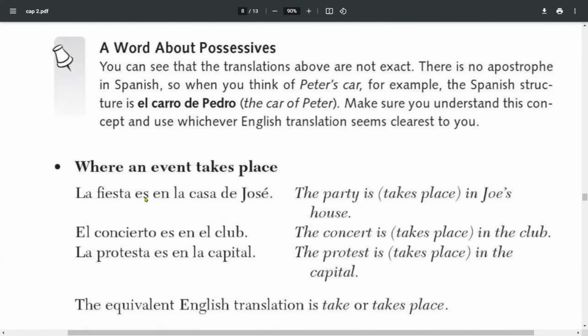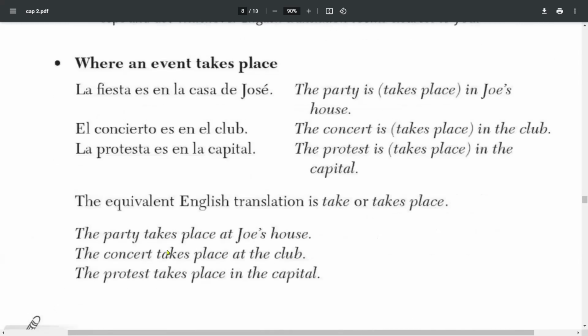La fiesta es en la casa de José. El concierto es en el club. La protesta es en la capital. So we don't say la protesta está en la capital. Or we may say it, ¿dónde está la protesta? Yes, someone may say it, but that's weird. The equivalent English translation is take place.